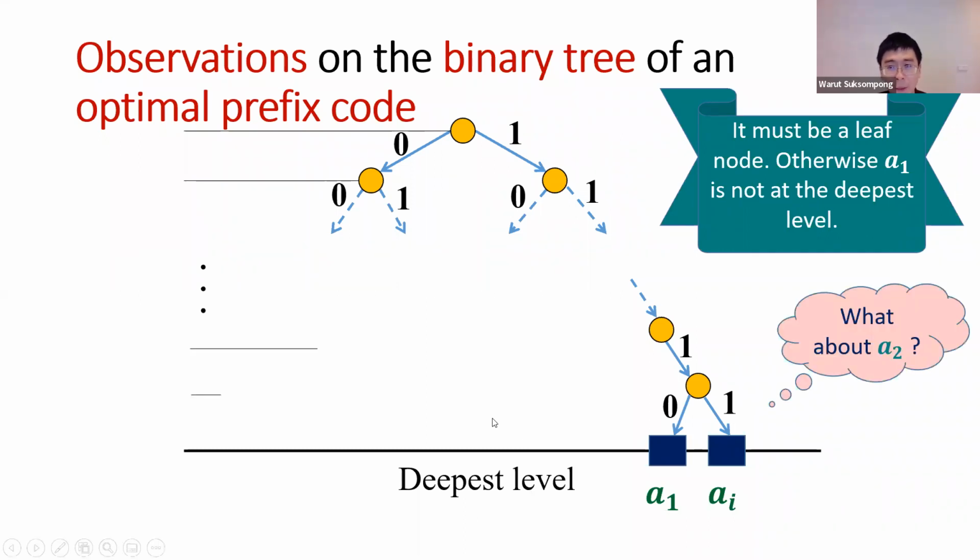Now, what about A2, the next least frequent letter after A1? Suppose this AI is like A10 or something. Can it be like that? Suppose that A2 is somewhere else. We have this situation where AI is the sibling of A1, whereas A2 is somewhere else that's shallower. So what do you think? What kind of move should we make here in order to show that this situation should not occur?